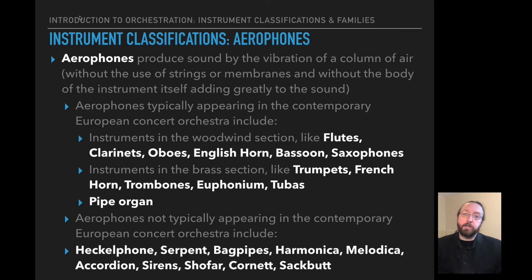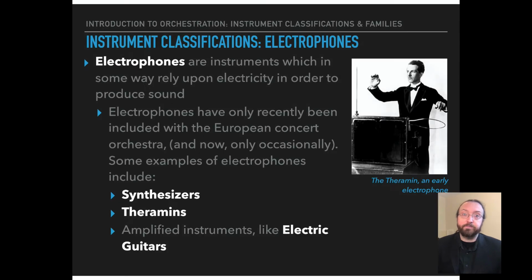Aerophones not typically appearing in the contemporary European concert orchestra include the heckelphone, the serpent, which are older instruments, bagpipes, harmonica, melodica, accordion, sirens, shofar, cornet, and sackbut. All of these are wonderful instruments, they're just not typically part of the contemporary European concert orchestra.